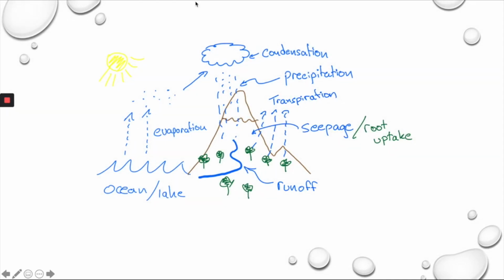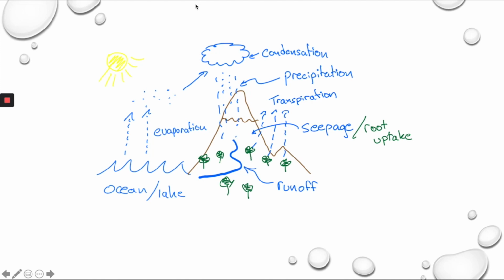However, some of that water enters into the soil and can be taken up by the roots of plants. That's called root uptake. Now, that water that has seeped into the soil and been taken up by the plants goes into the plants. Water is used in photosynthesis, yes, but a lot of the water is then returned to the atmosphere through a process called transpiration, where basically water is evaporating out of the leaves and stems of plants. So it's returned to the atmosphere.